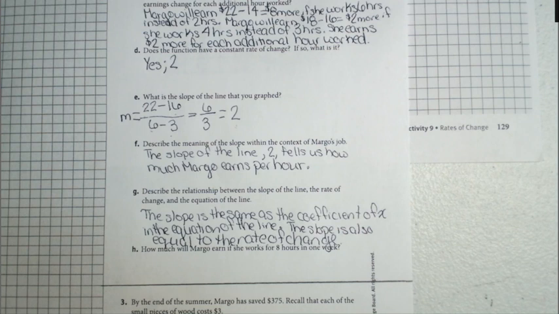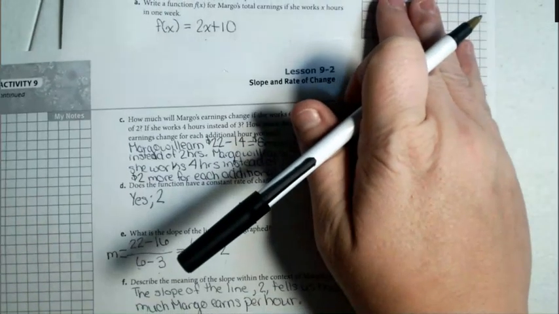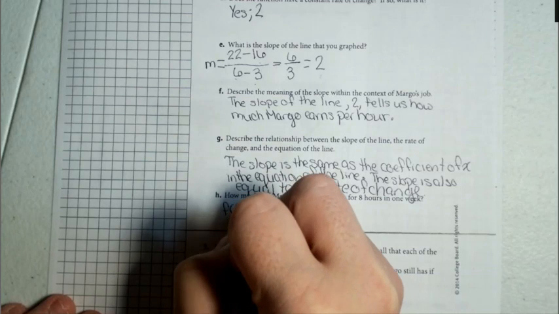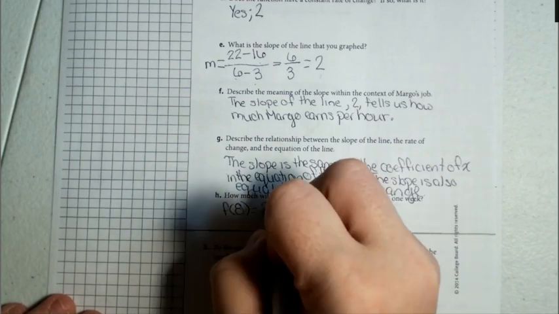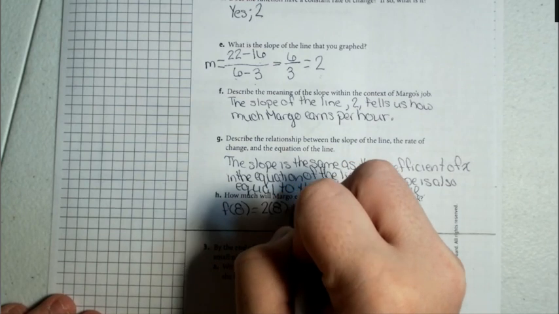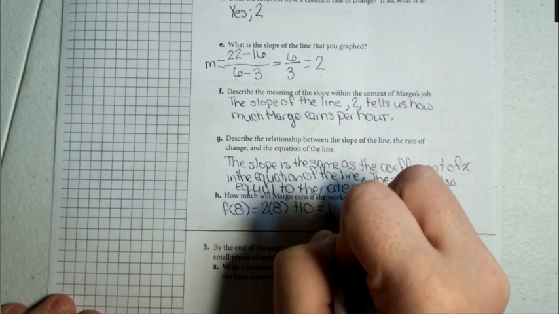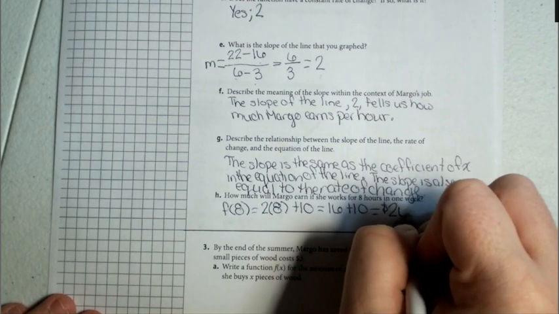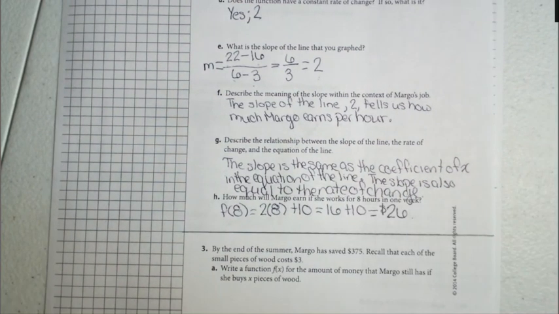How much will Margot earn if she works 8 hours in 1 week? I'm going to go back to the equation that we talked about in part A. And that equation was 2x plus 10. So I'm going to do f of 8 equals 2 times 8 plus 10. 16 plus 10, she's going to earn $26. There's no debriefing for this section, but on to question number 3.